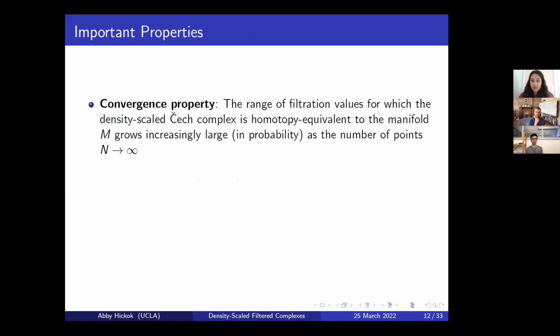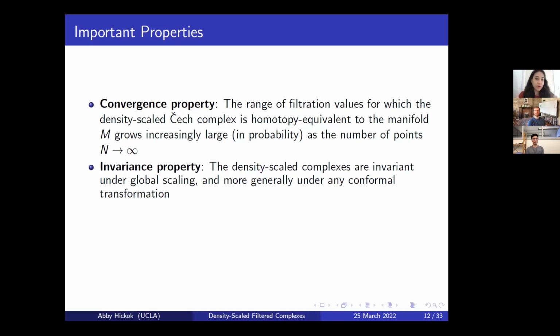All of these density scaled complexes have two important properties. If you're going to take away anything from this talk, these properties should be it. The first is a convergence property. This can be stated roughly as, as the number of points increases, the range of filtration values where the density scaled Čech complex is homotopy equivalent to your manifold is going to grow increasingly large, at least in probability. And this is something that we saw the usual Čech complex did not have.